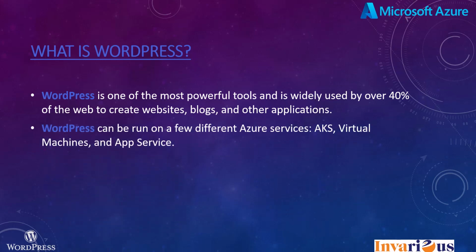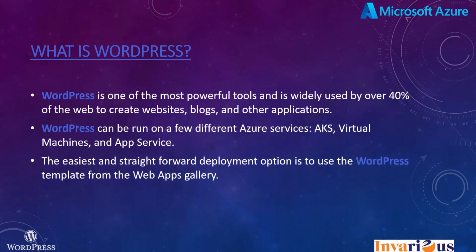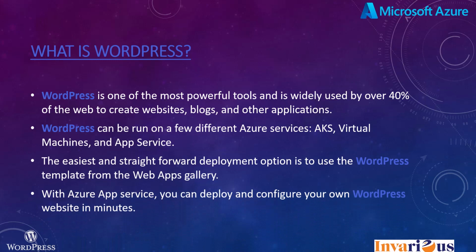So WordPress can be run on a few Azure services. In terms of cloud infrastructure, services such as Azure Kubernetes Service, virtual machines, and App Service, you can run your WordPress on each of those Azure services. The easiest and most straightforward deployment option is to use a WordPress template from the web app gallery. We're going to see the web applications gallery during our live demo. Then with Azure App Service, you can deploy and configure your own WordPress site in minutes. So that's one of the advantages.